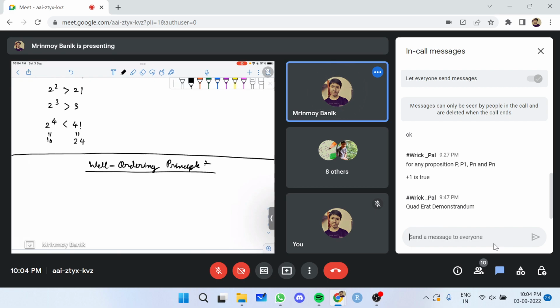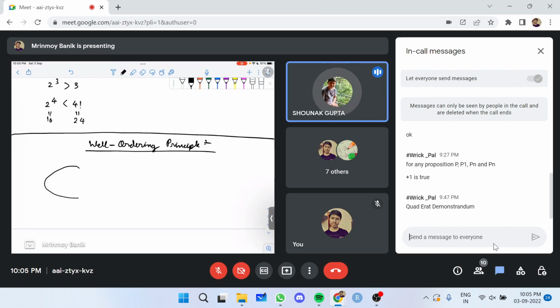So, any one of you familiar with this principle, or have you heard it anywhere? Yes, sir. Who is speaking? Shaunak, sir. Continue. Sir, I heard about it in a well-ordered set. In a set, there has to be an element which would be the smallest among all the other elements. So I think that is the well ordering principle.